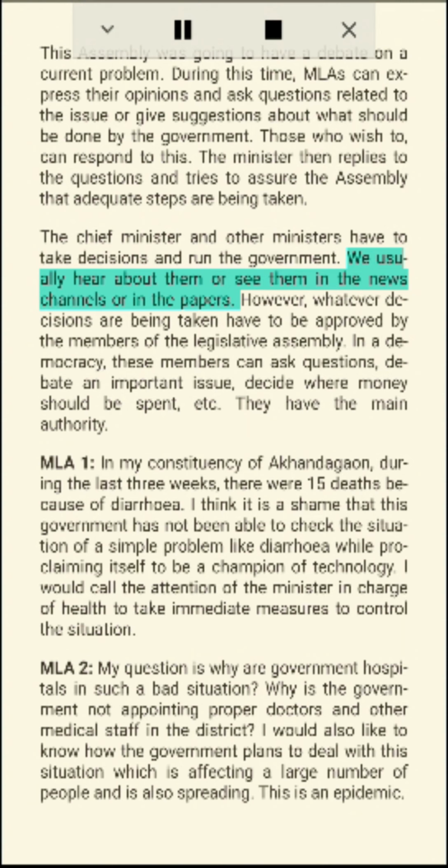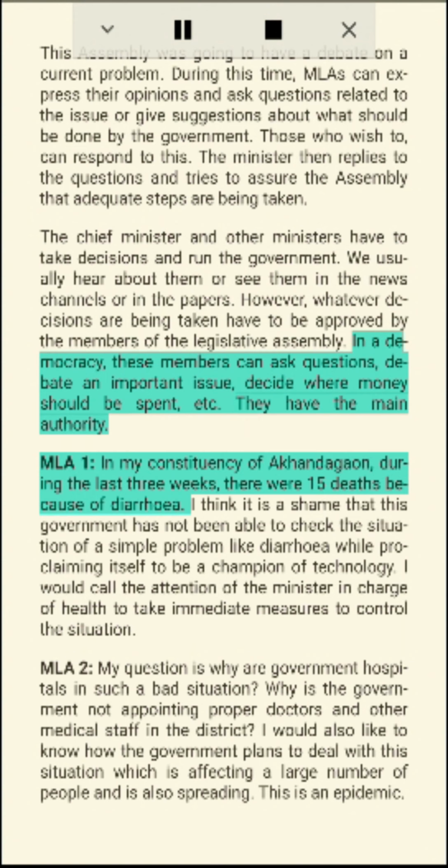The chief minister and other ministers have to take decisions and run the government. We usually hear about them or see them in the news channels or in the papers. However, whatever decisions are being taken have to be approved by the members of the Legislative Assembly. In a democracy, these members can ask questions, debate an important issue, decide where money should be spent, etc. They have the main authority.